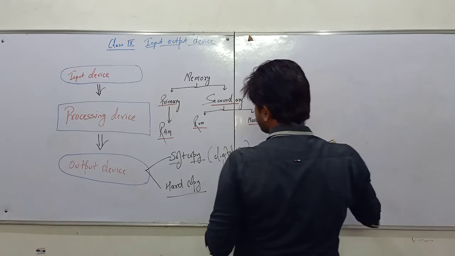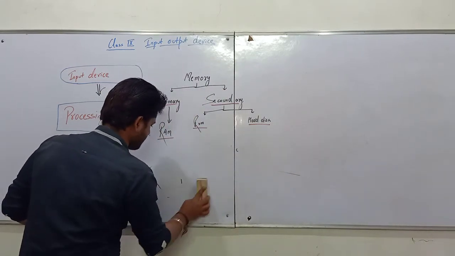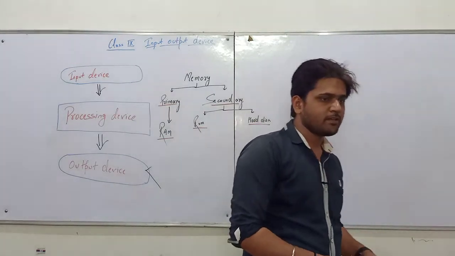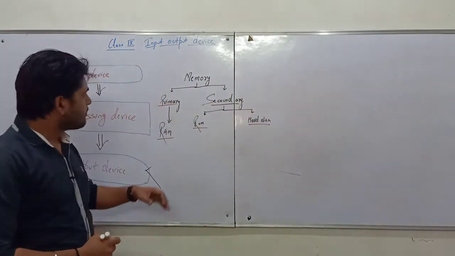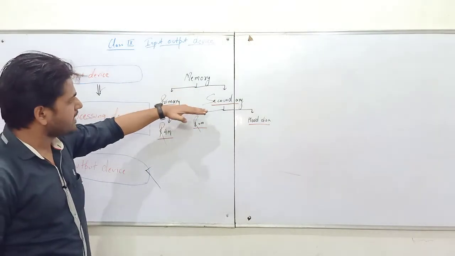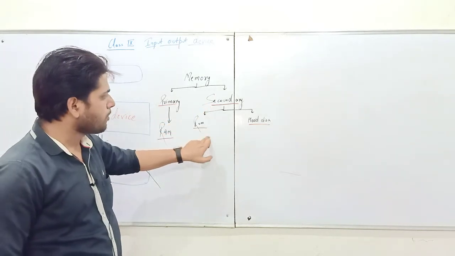Now just talking about memory. Basically we have two types of memory, primary and secondary. Primary memory is RAM, secondary memory is ROM and hard disk.